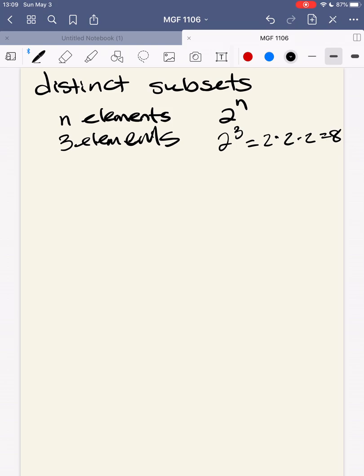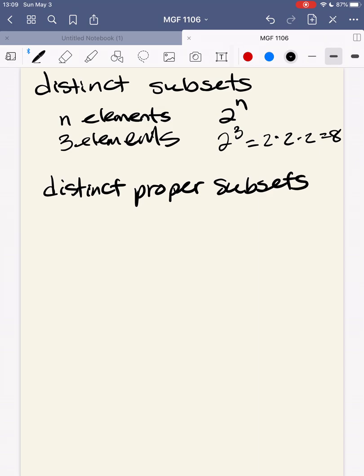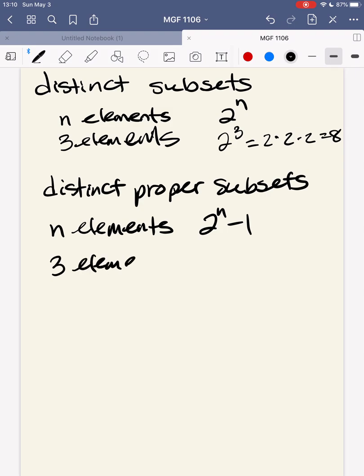All right. If I want distinct proper subsets of n elements, I have 2 to the n minus 1. So again, if I have 3 elements, I have 2 to the 3rd minus 1, which is 8 minus 1, which is equal to 7.